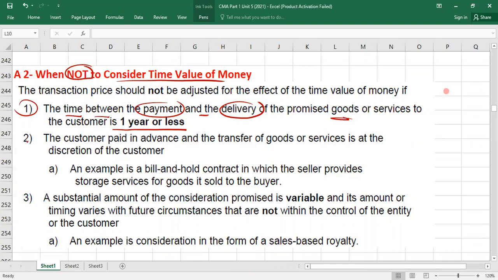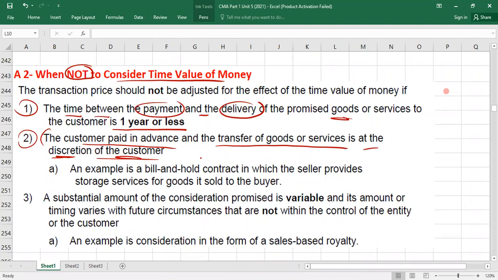Second is point number 2. Look here, and I will change the words later. The customer paid in advance. Very good. The customer has paid in advance, and the transfer of goods or service is at the discretion, the choice, of the customer. For example, I paid you the money.